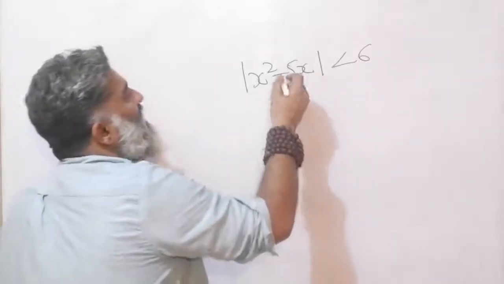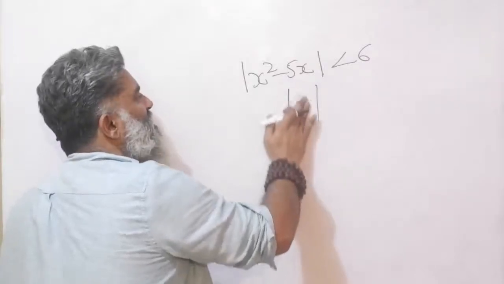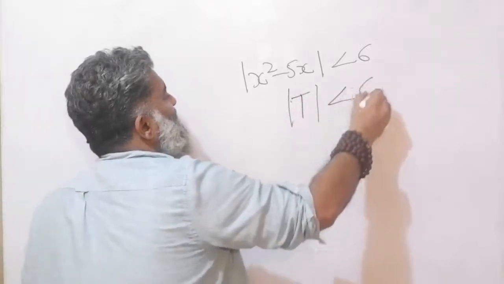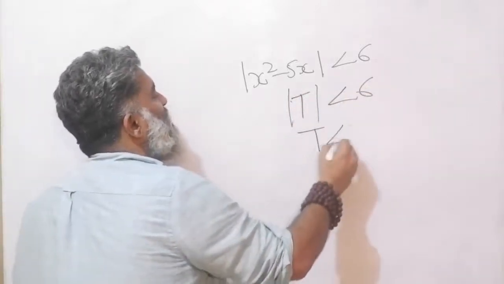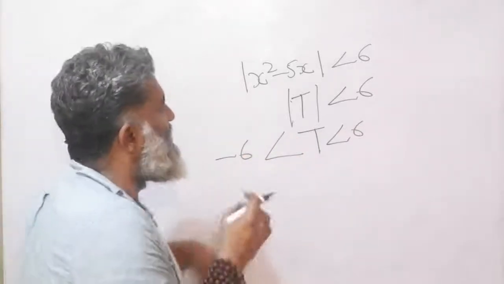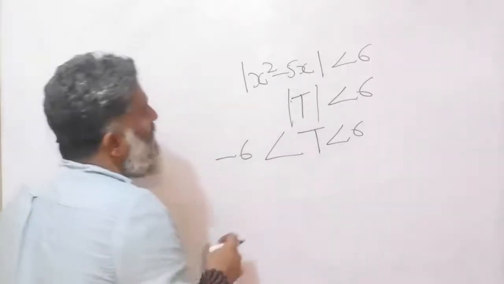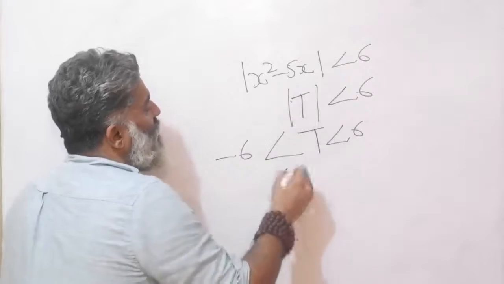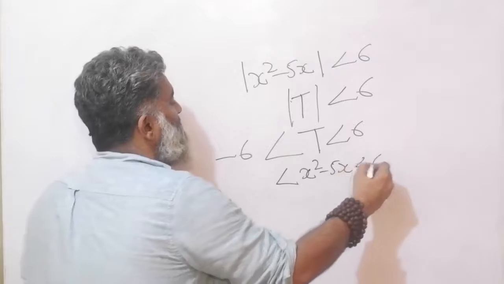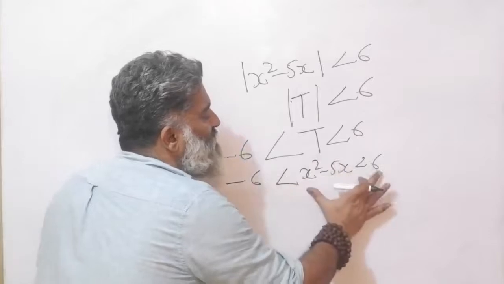Now let's think about this. Again, I will just quickly call it P, just for fun. Let's call it T. Mod of T is less than 6. So very quickly I know T is going to be less than 6 and T is going to be greater than minus 6, right? So at least by now I should be getting speed here. And now replace T back with whatever the replacement was: x square minus 5x less than 6 and greater than minus 6. And now forget parts of the story, focus on one part.